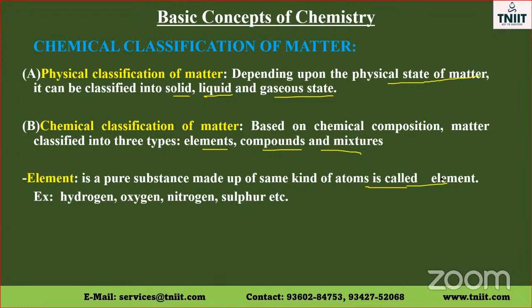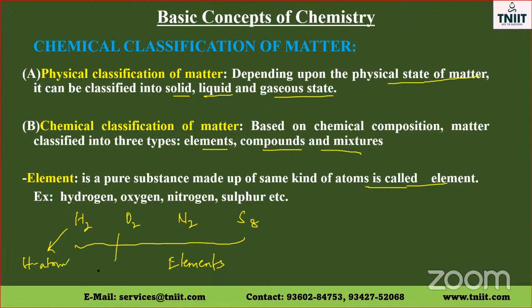Now, for example, hydrogen, oxygen, nitrogen, sulfur, these are all elements, because all these are made up of the same atom. H2 is made up of hydrogen atoms. Oxygen, O2, is made up of oxygen atoms. Nitrogen gas is made of nitrogen atoms. Sulfur is made of sulfur atoms. So pure substances made up of the same kind of atoms are called elements.